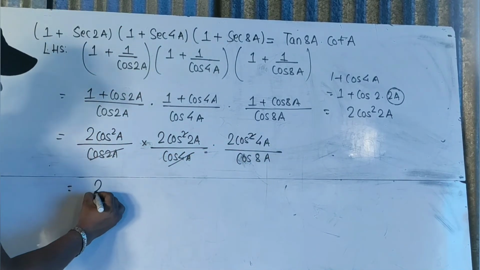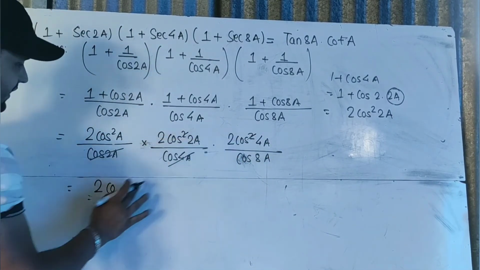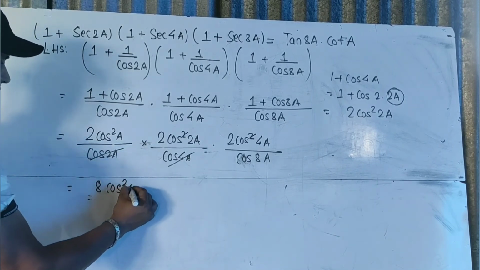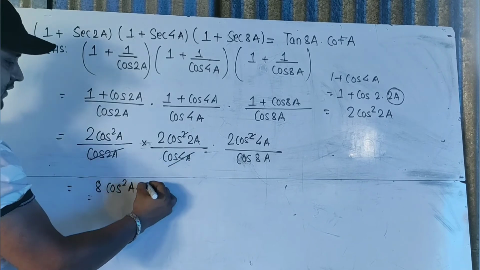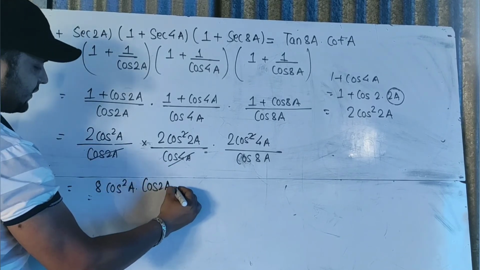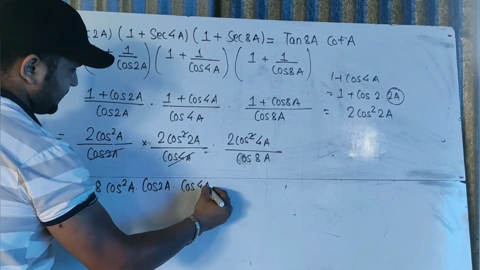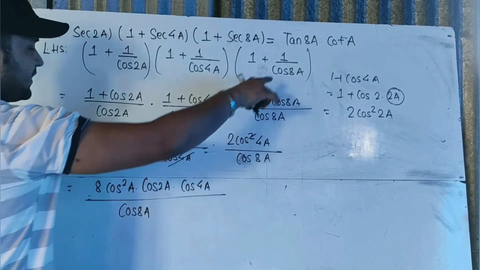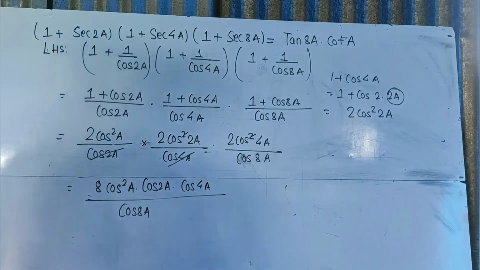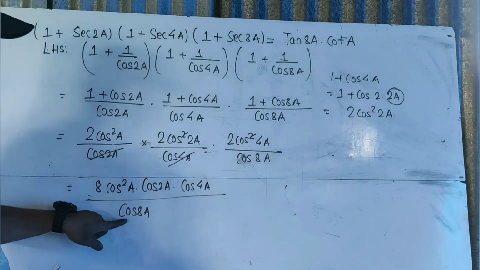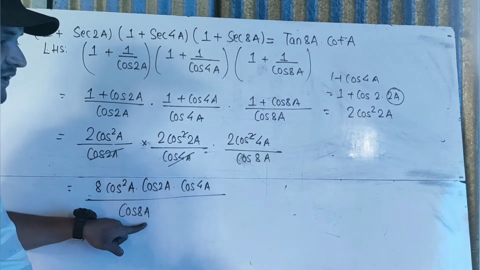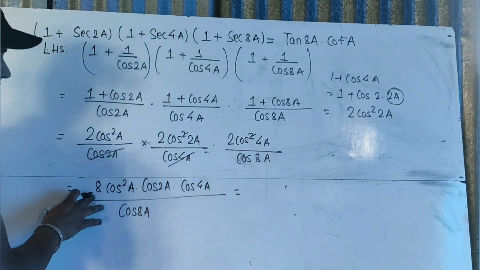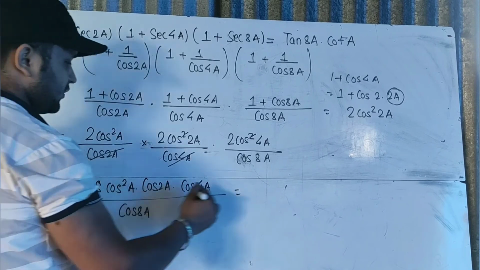Now what you have left is 2 into 4 into 8. You have here 8 cos square a dot cos 2a dot cos 4a by cos 8a. You can see the RHS is tan 8a. Tan 8a is sin 8a by cos 8a. You have cos 8a in the denominator, but you don't have sin 8a. So let us multiply the numerator and denominator by sin 8a, and at the same time let us separate this 8 as 4 into 2.